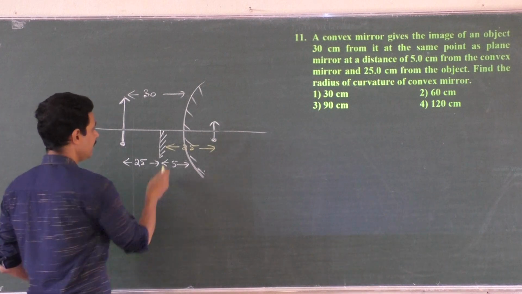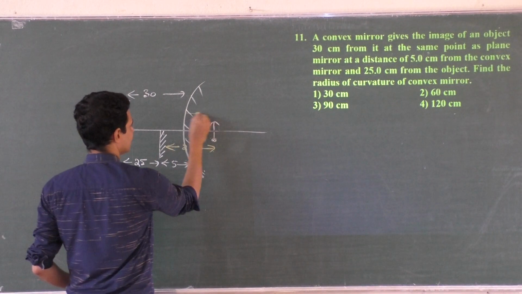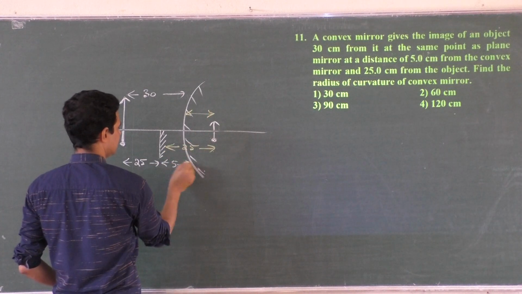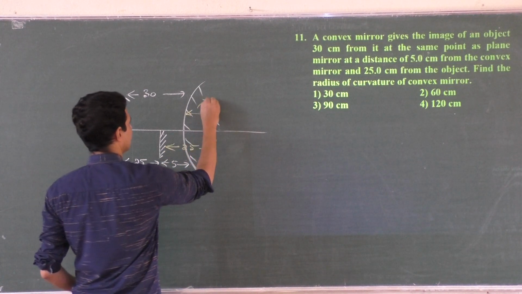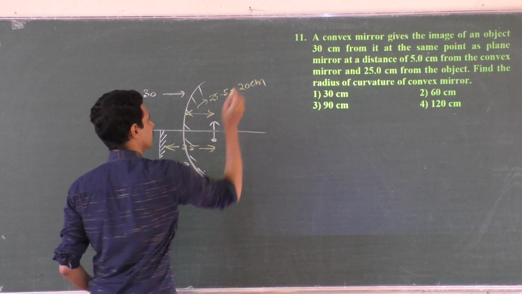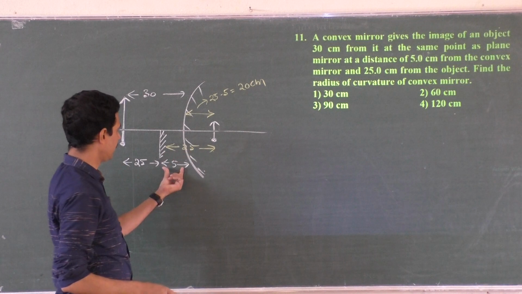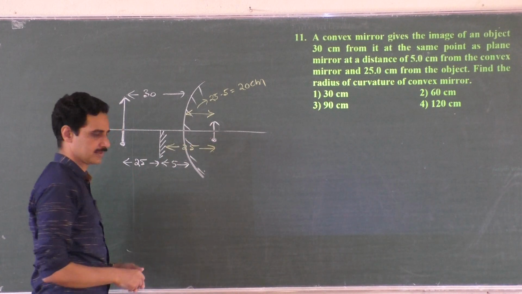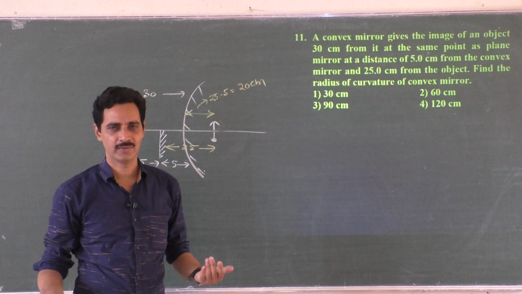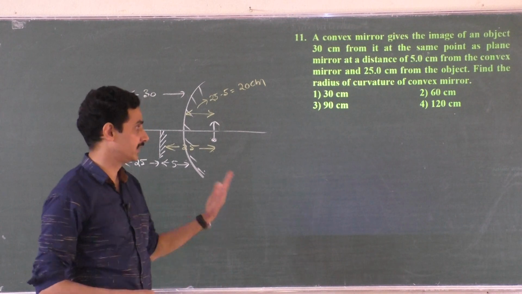Now once the image distance is 25 for this, what is the image distance for the convex mirror? This is 25 and this is 5, 25 minus 5, that is equal to 20 centimeter. So this 25 minus 5 is the image distance for the convex mirror. You got the convex mirror data, object distance, image distance. Why can't you find out the focal length and double it to find out the radius?